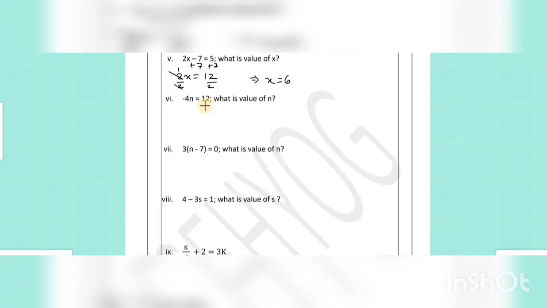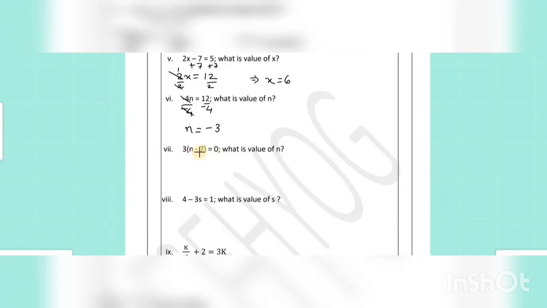Part 6, we will divide by minus 4 or negative 4 on both sides. Now we know that negative negative becomes positive. So positive n equal to negative and positive becomes negative. So 12 by 4, negative 3.